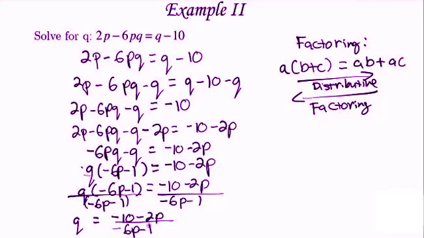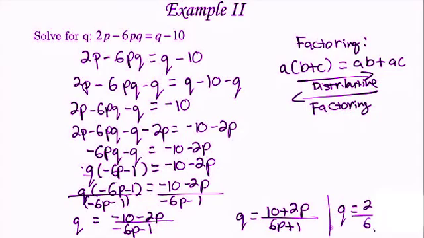Now, there's a lot of negative signs in there. However, I can change this because if I multiply both the numerator and the denominator by negative 1, I can simplify it into 10 plus 2p over 6p plus 1. And then I'm going to put it into more of a standard form, in which we put the variables first. 2p plus 10 over 6p plus 1. If you got this far, you did the vast majority of the work. The rest of this is just cleaning it up and making it look nicer.